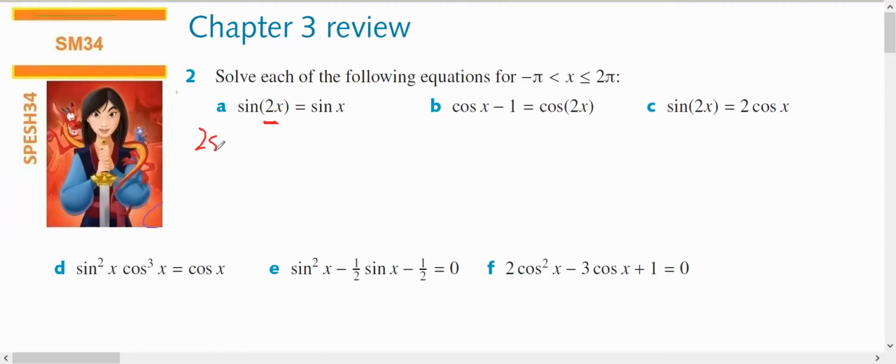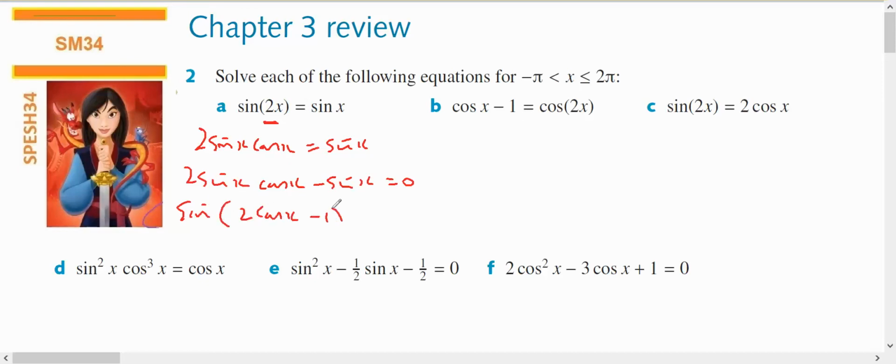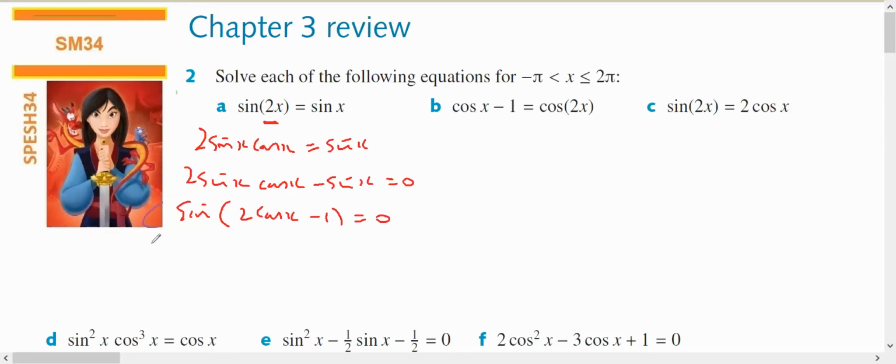So I would like to use this to try and solve it. So 2 sine of x cos of x equals the sine of x. I move the sine of x over. 2 sine of x cos of x minus the sine of x equals 0. Now I've got a common factor of the sine of x. So the sine of x outside of 2 cos of x minus 1 equals 0, which says the sine of x equals 0. And that will occur x equals minus pi, 0, pi, and 2 pi.